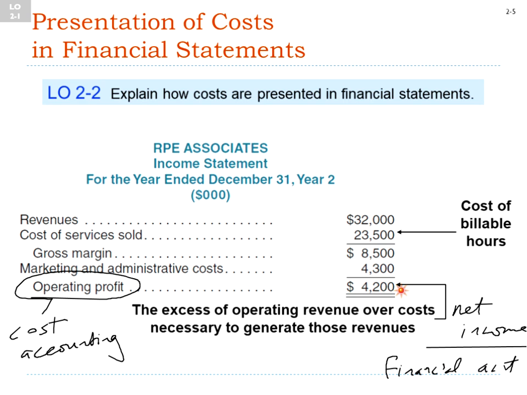But again, that doesn't account for the fact that you're going to have to pay income tax on this expense. You might have some interest expense. Maybe you took out a loan to help start up your business or to keep your business running. So again, those expenses are not included in the operating profit figure. So just be aware of that whenever you're comparing net income to operating profit.